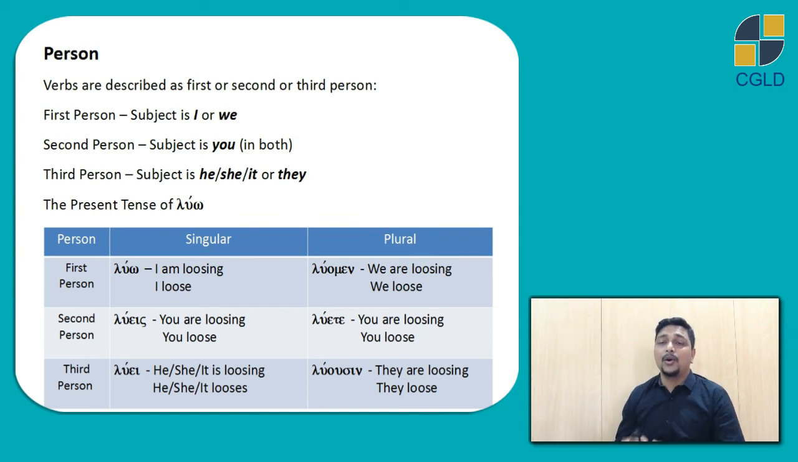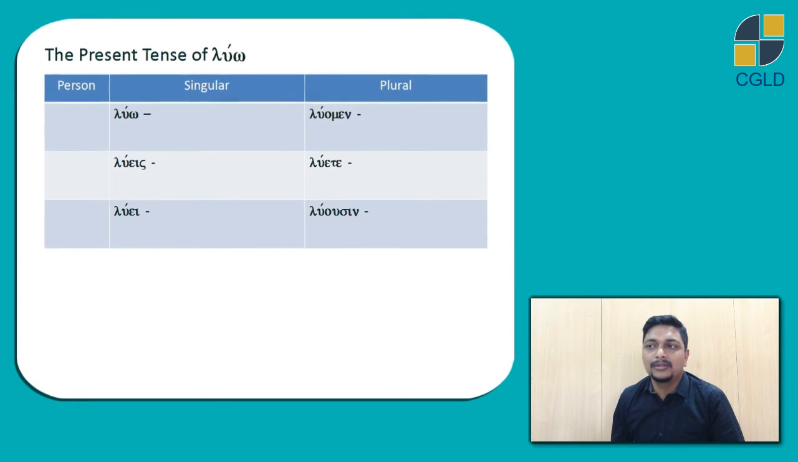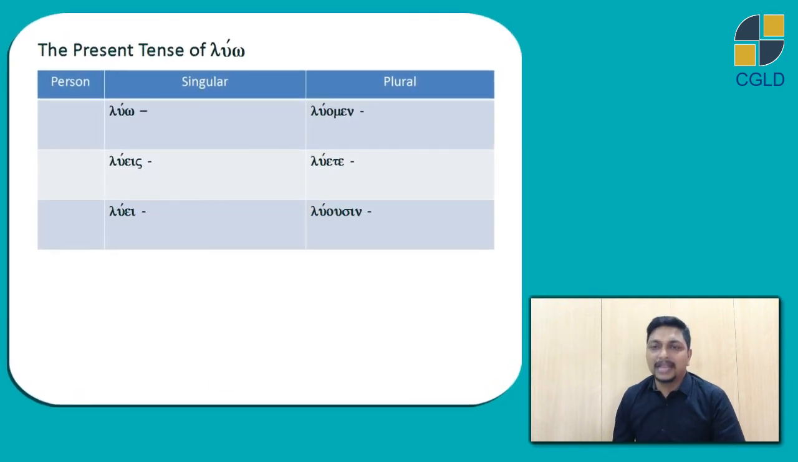And I hope that you would take note of this table, because in Greek we have several tables that we need to learn and memorize for our understanding, which will also help us to do our translations well. So we find luo, lueis, luei, luomen, luete, luusin. That's the present tense luo verb table.